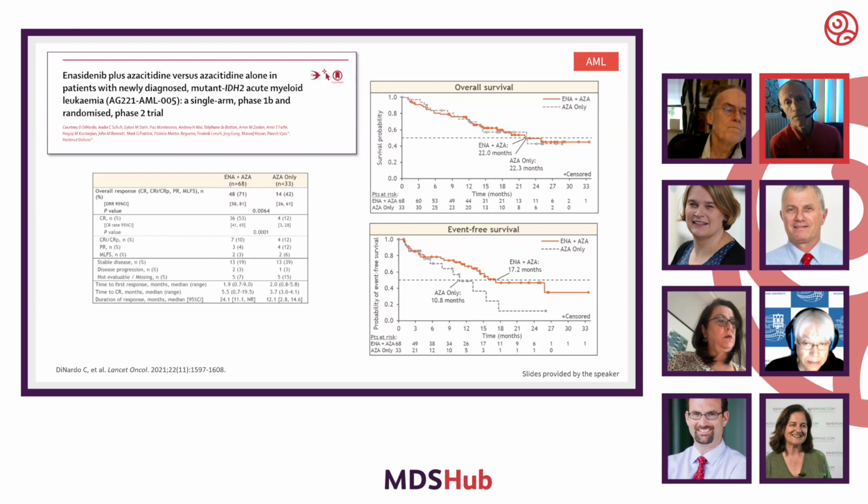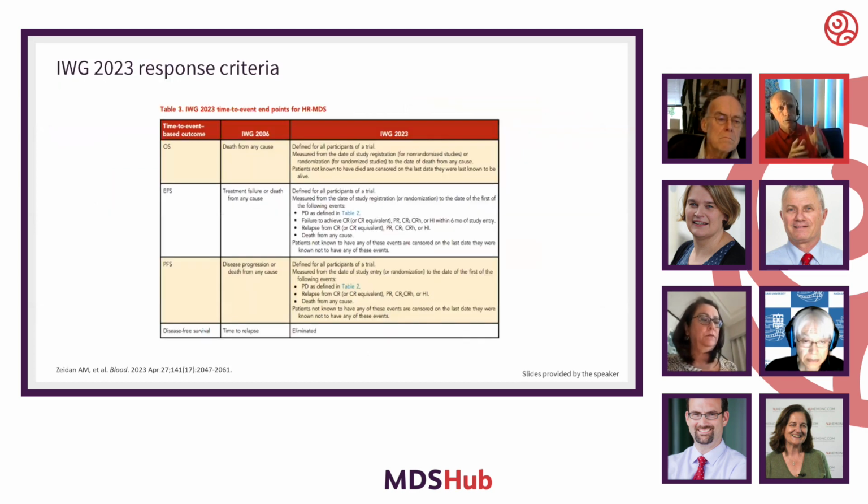As you can see here, there's a difference in event-free survival but no difference in survival between AZA and AZA plus enasidenib. But you can see that the median survival was 22 months in both arms. And actually, this never occurs with azacitidine alone. What happened was that probably almost all patients in the AZA alone arm received enasidenib for second-line treatment. So this stresses the importance of other endpoints than just survival, surrogate endpoints and earlier endpoints like event-free survival.